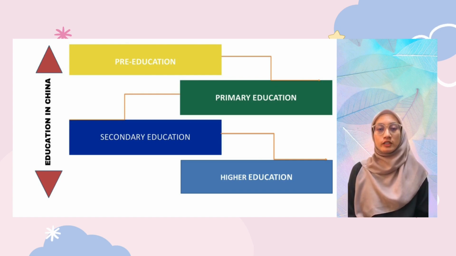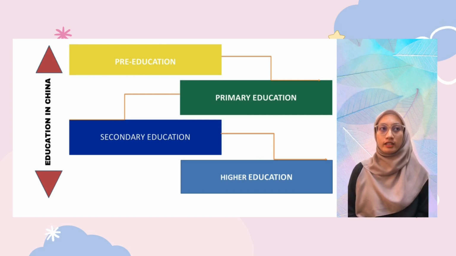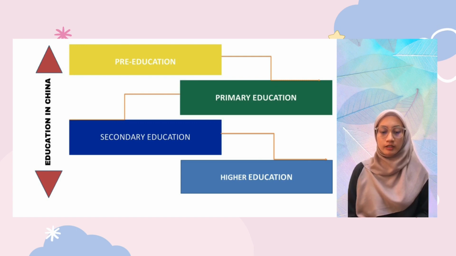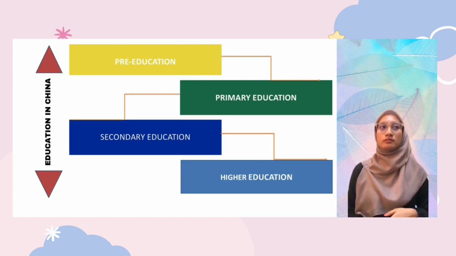I want to present about education in Chinese culture. In China, education is divided into 4 categories, which are preschool education, primary education, secondary education, and lastly higher education. By law, each child must have 9 years of compulsory education in China.